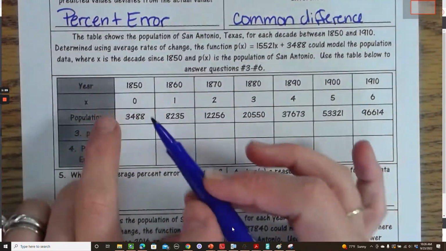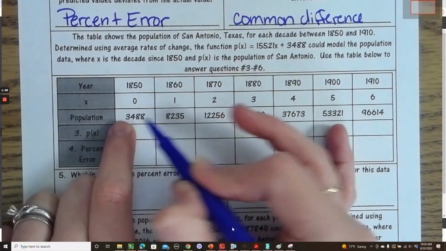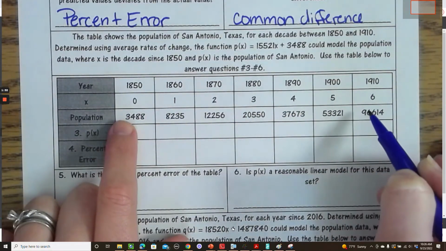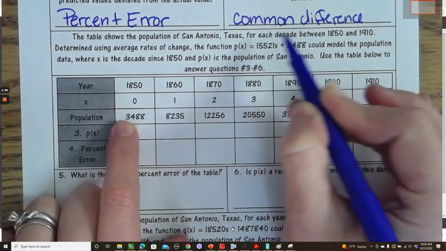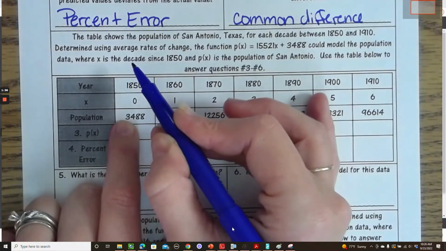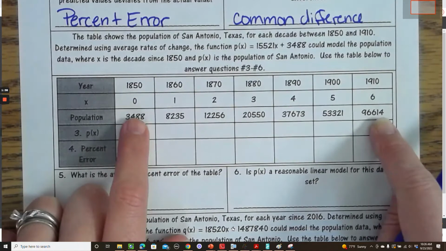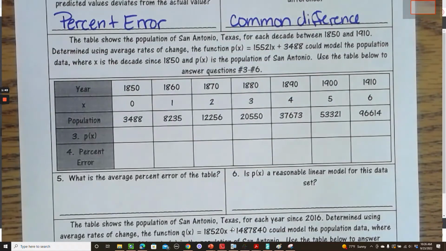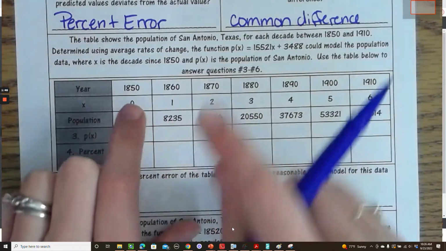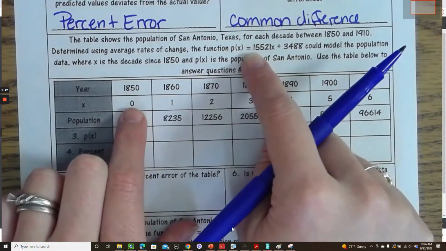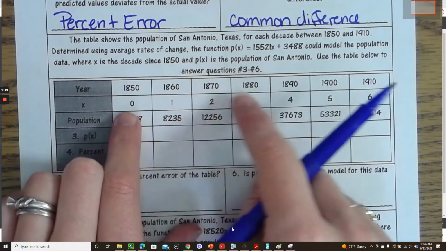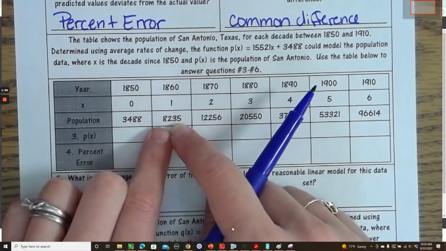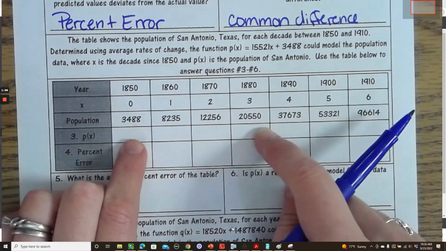All right. So this is the actual data here. This is the population in San Antonio each decade. This equation was made using average rates of change, which means this minus this over 6 minus 0. That's the last thing we left off with. What we want to do is use that equation to see what the values would be using the equation. Again, this is real world. This is actual. This is a predicted value.